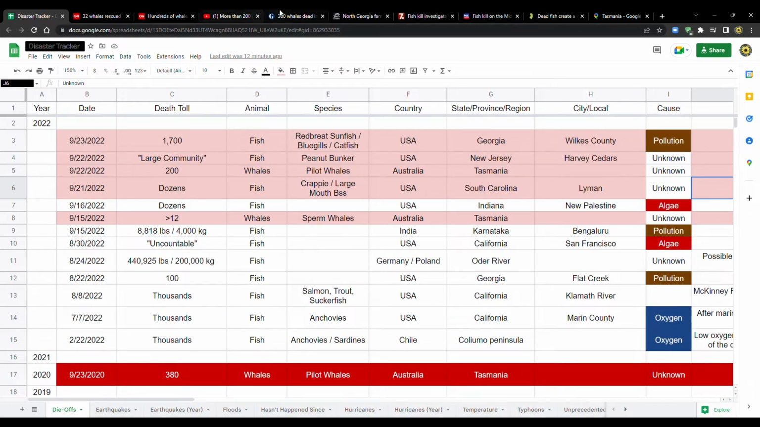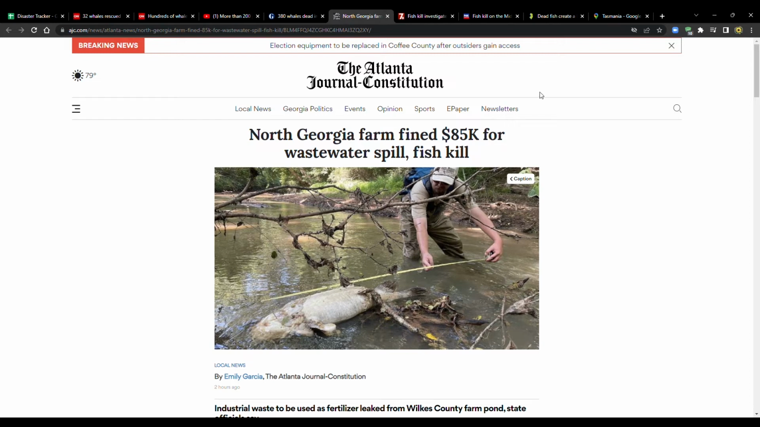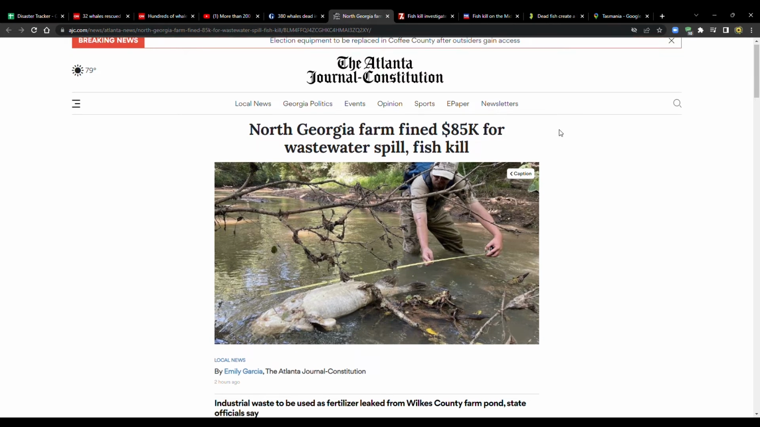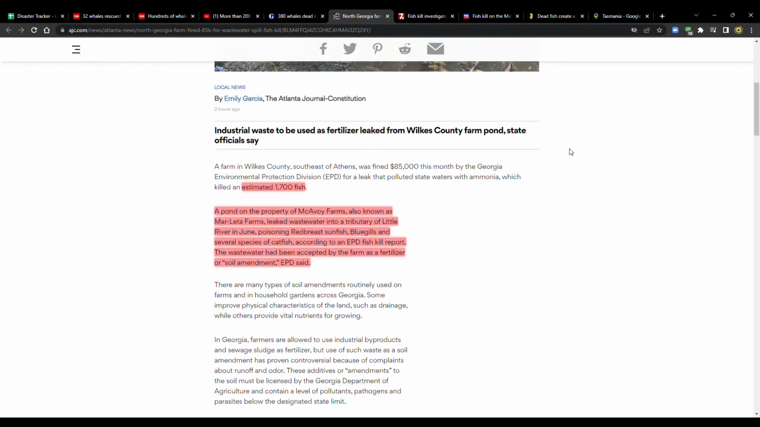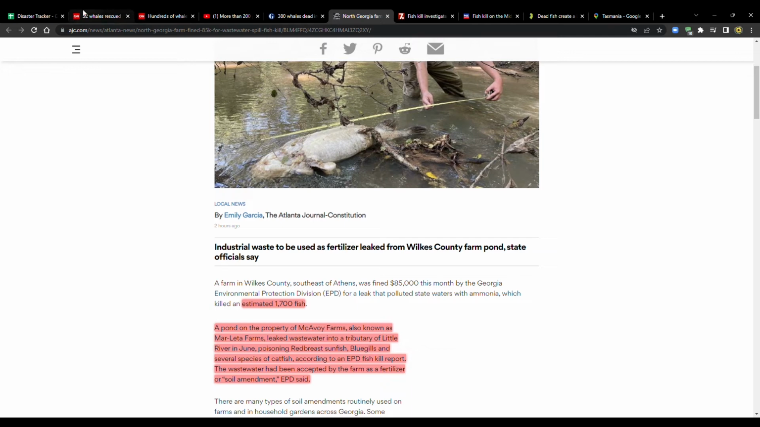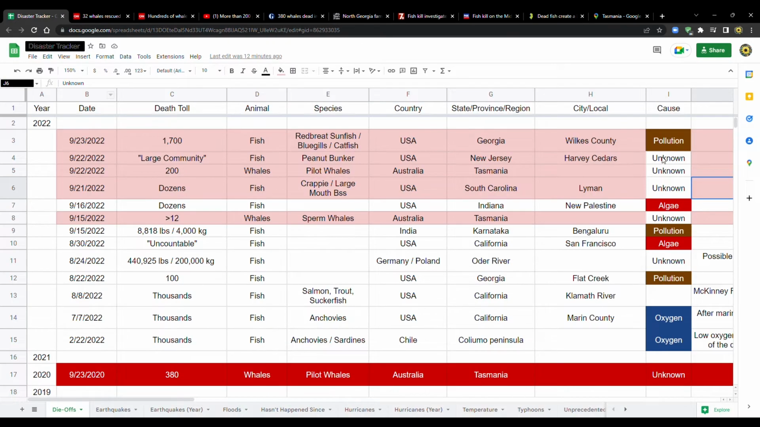Okay, let's look at a few of these other ones here. The Atlanta Journal-Constitution: North Georgia farm fined $85,000 for wastewater spill, fish kill. I'm still tracking these because I think we would do well to just track every event. You never know if it'll be useful later on or if we can learn something from it.